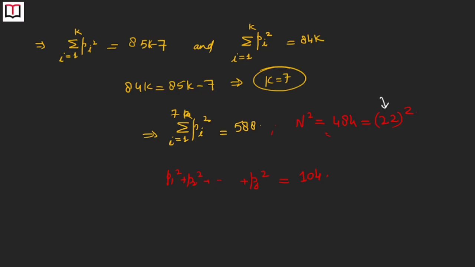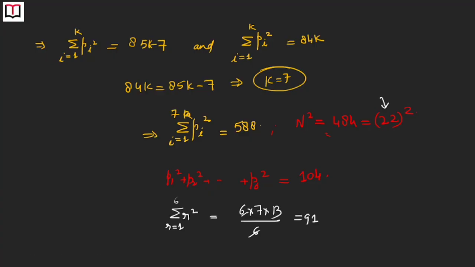Then what? See what I tried. Of course, I first tried the summation of r square, r goes from 1 to 6 directly. So 1 square, 2 square, up to 6 square. So what is the answer? 6 into 7 into 13 by 6. So it is 91. How much do we need? 104. There's a gap of 13.